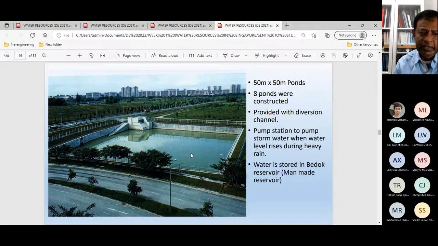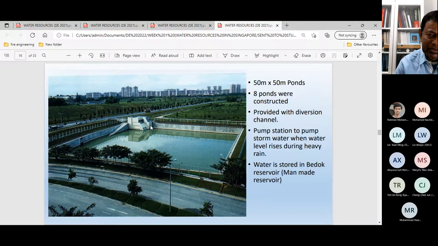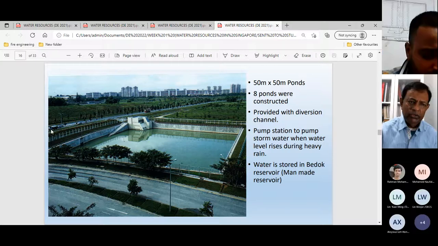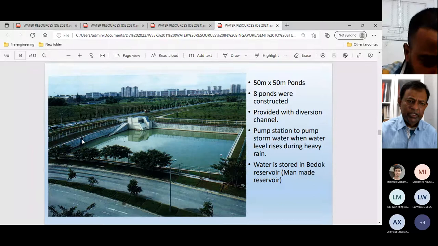It has a maximum capacity right up to this point. Water up to this point can be collected without any pumping required. But if the rain continues and the diversion continues to bring in more water, this is the pumping station. The pumping station will take the water and pump it into the Bedok Reservoir. The diversion channel brings the water through this sluice gate, and through this channel the diverted water from the stormwater drains is brought into the holding tank.